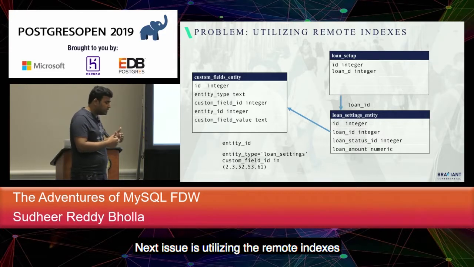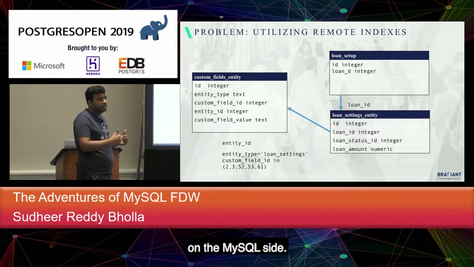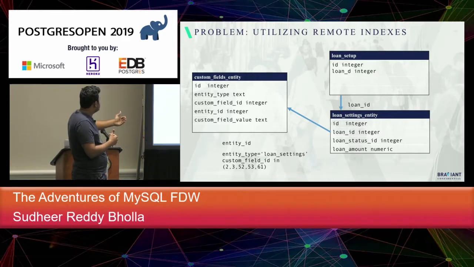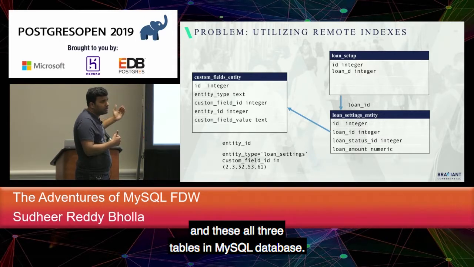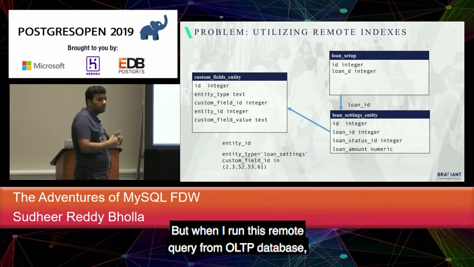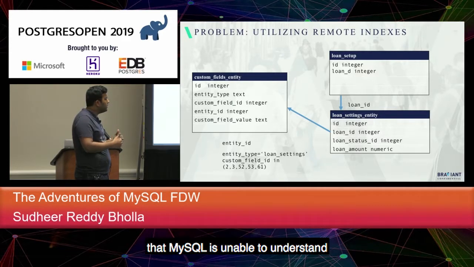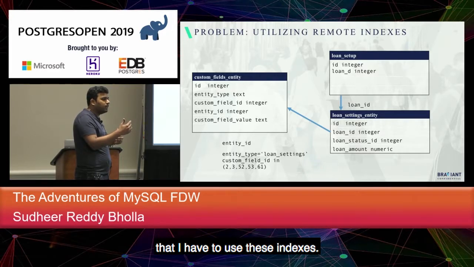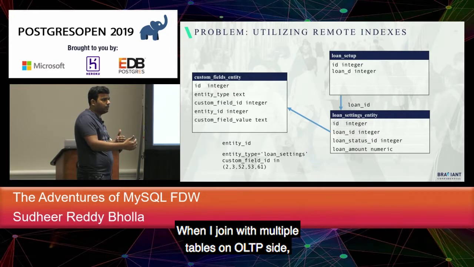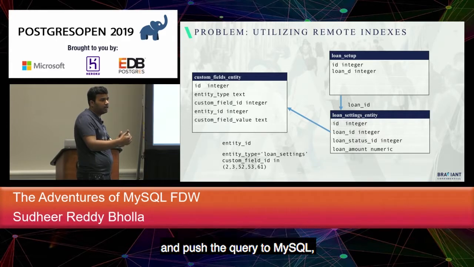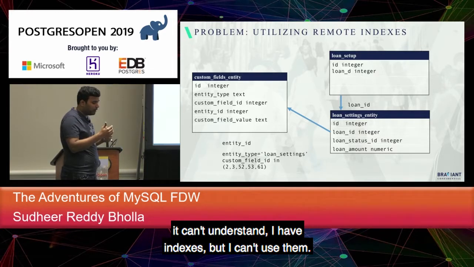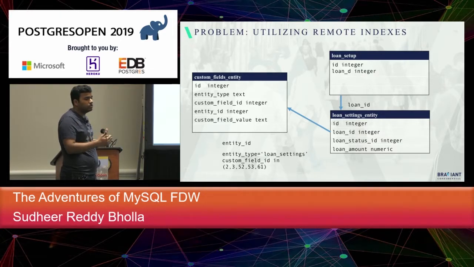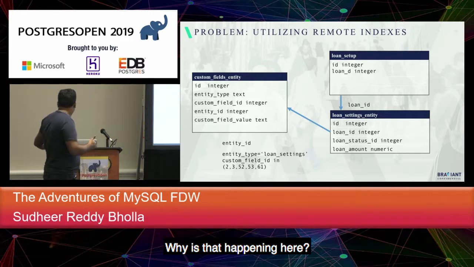The next issue is utilizing the remote indexes on the MySQL side. For example, in this query, there is an index on loan ID, and there is an index on loan ID and ID in all three tables in the MySQL database. But when I run this remote query from the OLTP database, MySQL is unable to understand that it has to use these indexes. When I join multiple tables on the OLTP side and push the query to MySQL, it can't understand that I have indexes but can't use them. Why is that happening here?